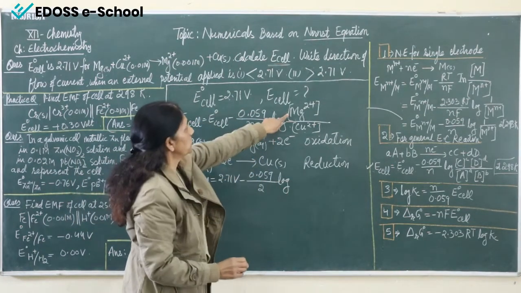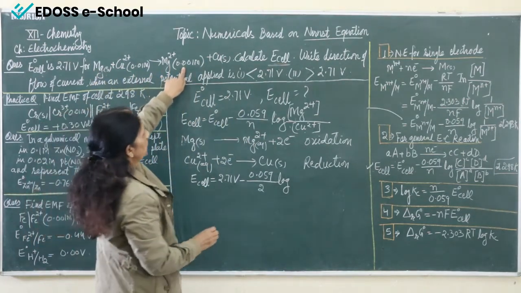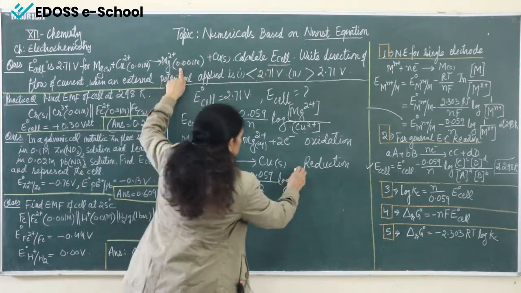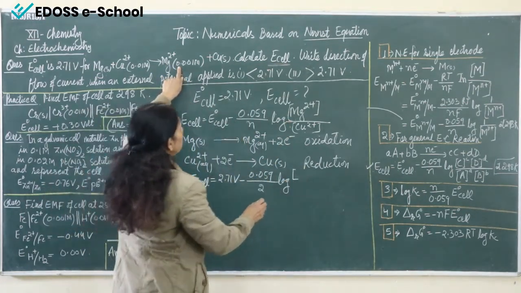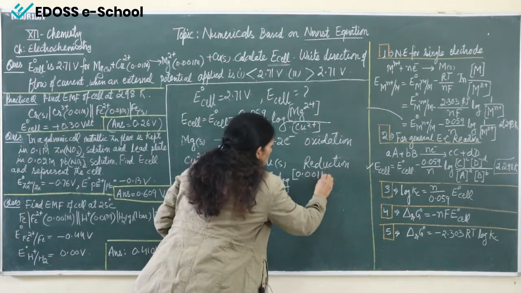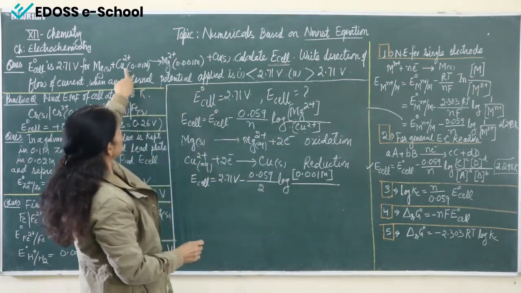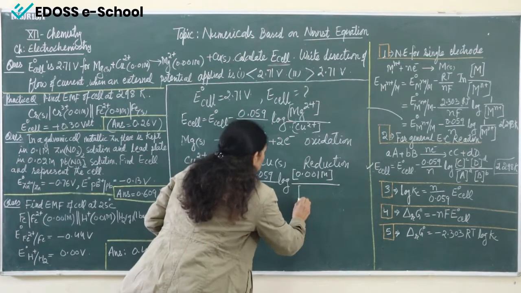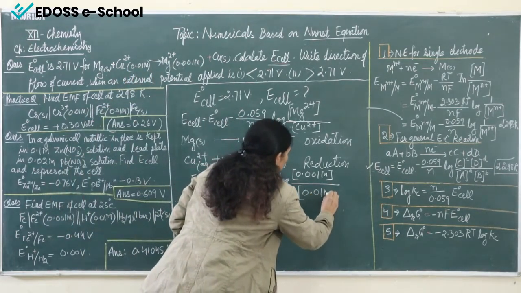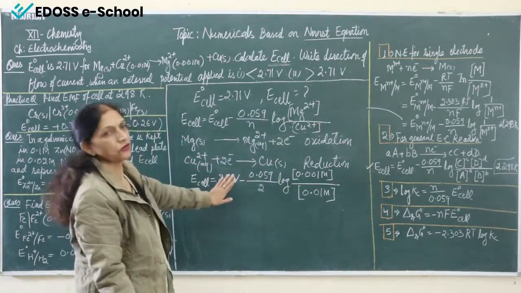Now you can see the concentration of magnesium ion is given here. So in place of this we will write the concentration of magnesium, that means in the big bracket we will write 0.001 M, and similarly we will write the concentration of copper. So the concentration of copper is 0.01 M. Now we have already put in the values. Now we will solve it.